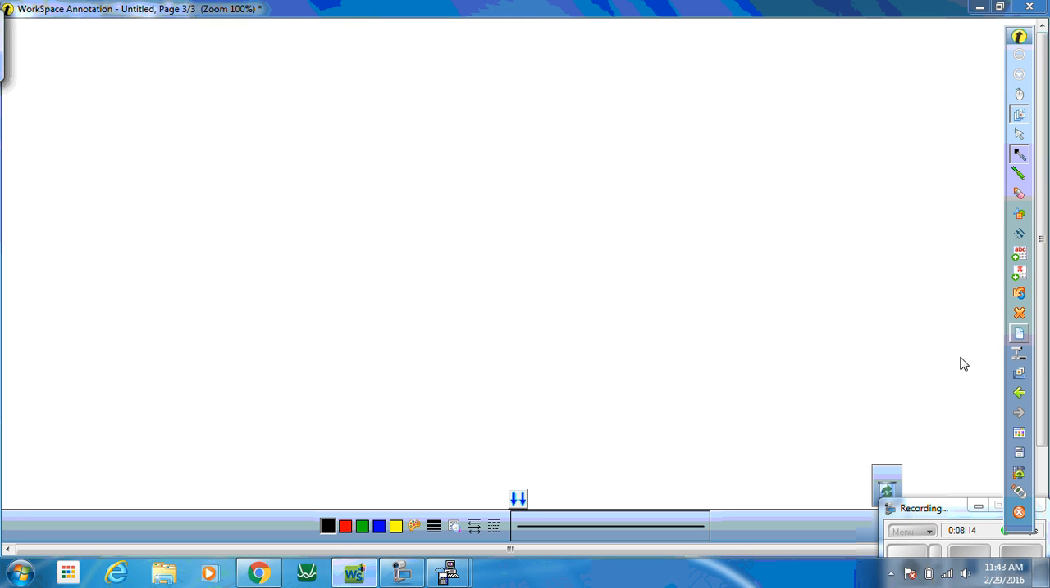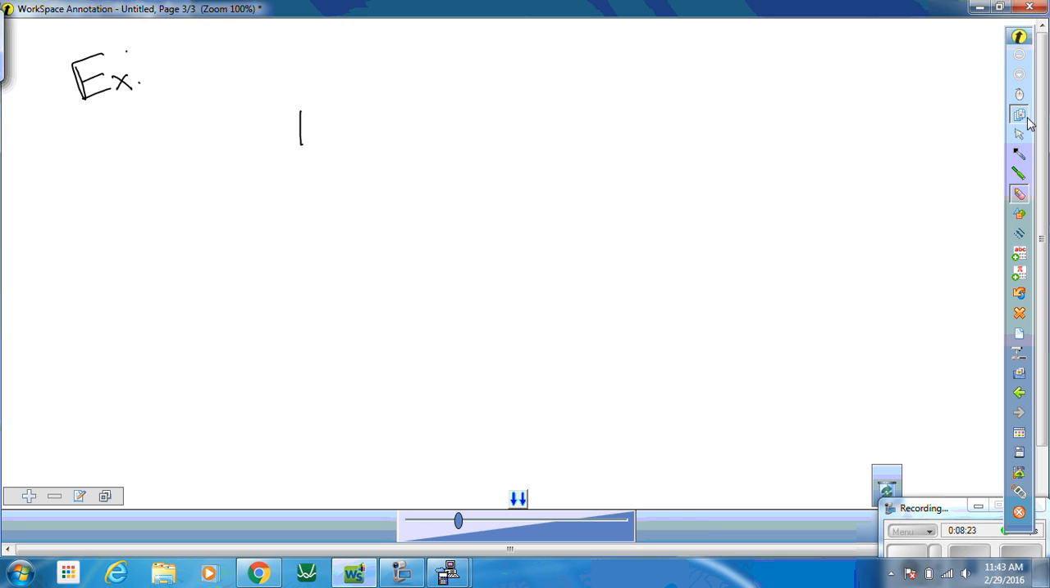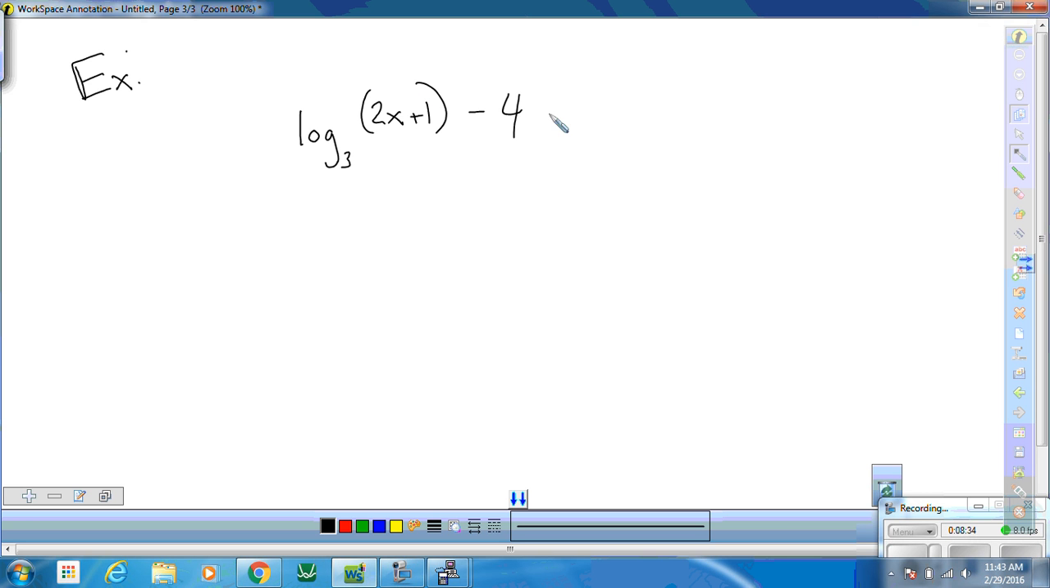If I'm solving a log equation, it's the same 3 steps. So let's say we have log base 3 of 2x plus 1 minus 4 is equal to negative 2. All right, so if this is my equation, the first thing I want to do is to isolate the log. So I first need to isolate the log.